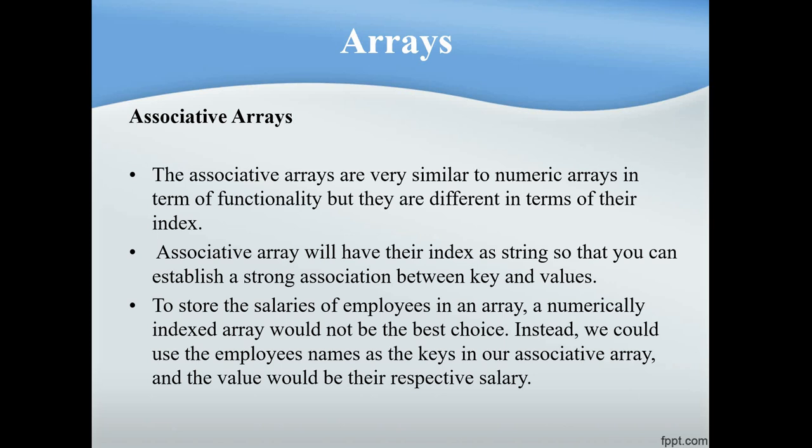So instead of that, we could use the employee name as a key in our associative array, and the value would be the respective salary. So this is called keys and values. So here the names will be used as the keys and the salary will be used as the value.